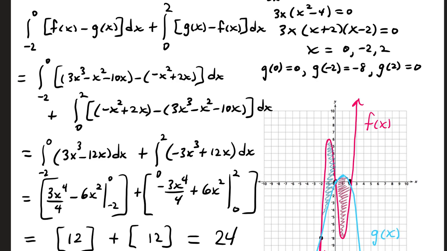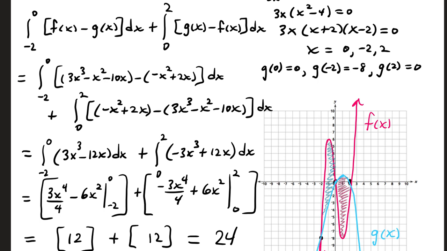Going back and trying to find the total area between these two curves, between negative 2 and 0, this little shaded region, f of x is above g of x. And so we'll have to be careful to subtract that f minus g, but only from negative 2 to 0. So that's what I've got here. The integral from negative 2 to 0, f of x minus g of x.